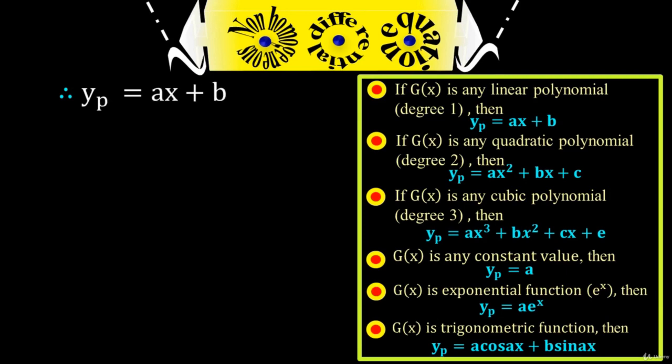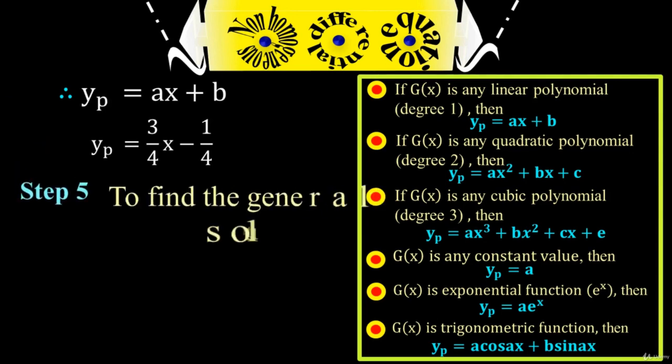Therefore particular solution y sub p equals ax plus b. Y sub p equals ax plus b is the characteristic equation that has been taken. Now substitute the value of a and b. The value of a was 3 over 4 and the value of b was minus 1 over 4. This is the final answer of the particular solution, which is 3 over 4 x minus 1 over 4.